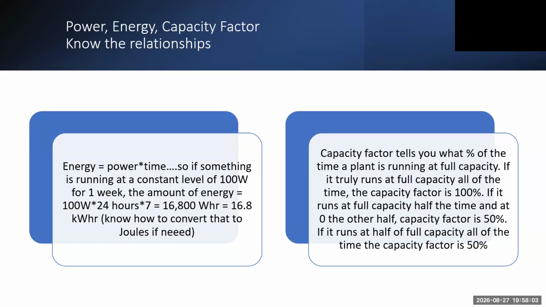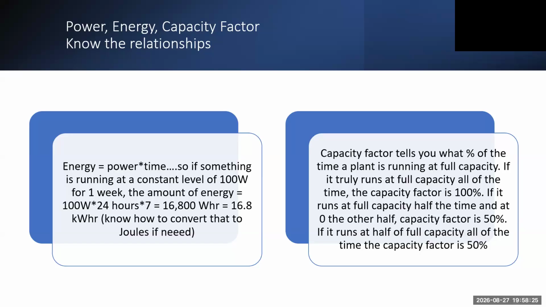So if something is running at a constant level of 100 watts for 1 week, the amount of energy would be 100 watts times 24 hours times 7 days, which would be 16,800 watt hours or 16.8 kilowatt hours. And then, depending on what you're asked to calculate, you might have to convert that into joules.